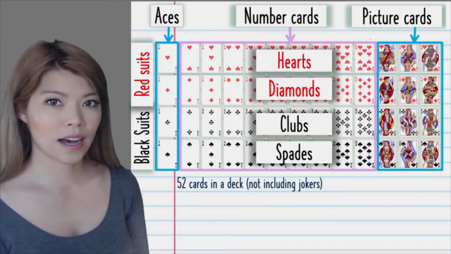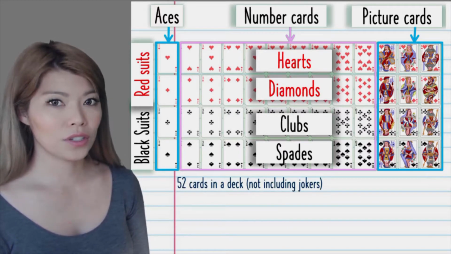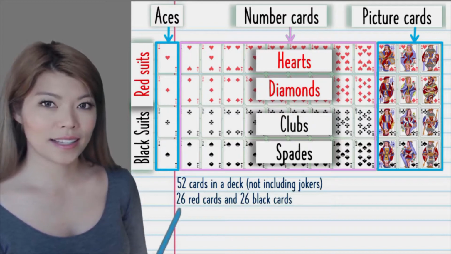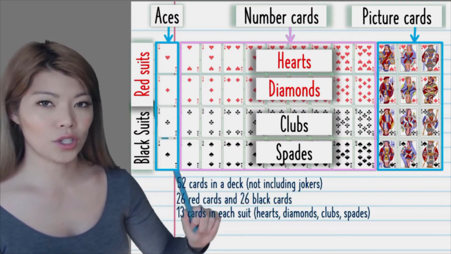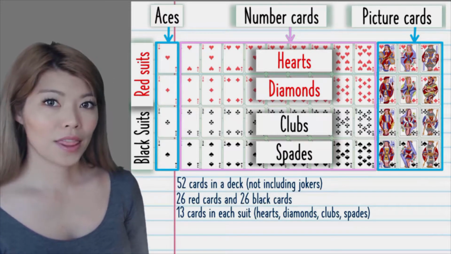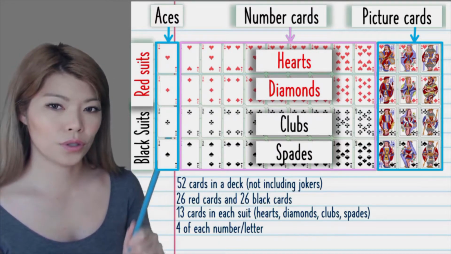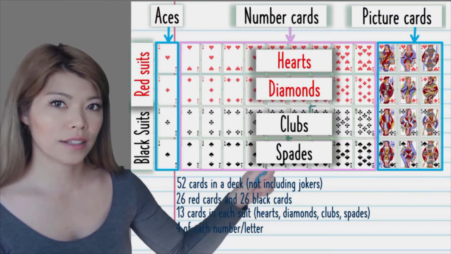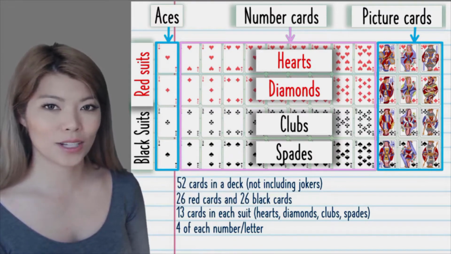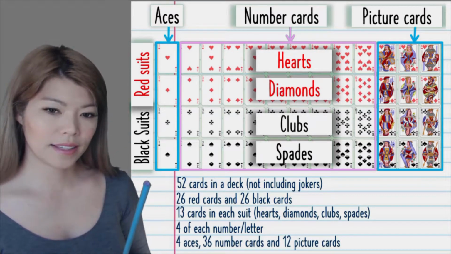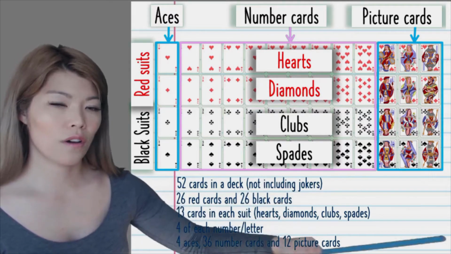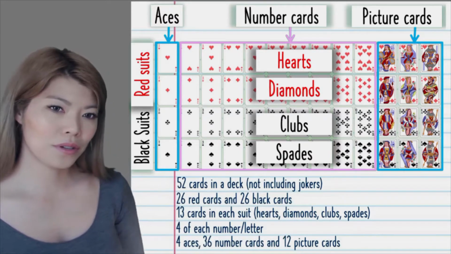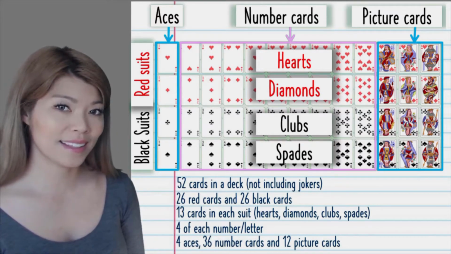Other facts about cards that we need to know are there are 52 cards in a deck, 26 are red and 26 are black, 13 cards are in each of the suits. There are 4 of each number, so 4 twos, 4 aces, 4 jacks, 4 queens, 4 kings, etc. There are 4 aces, 36 number cards, so 2 to 10, and 12 picture cards. Make sure you're familiar with all these facts about cards.